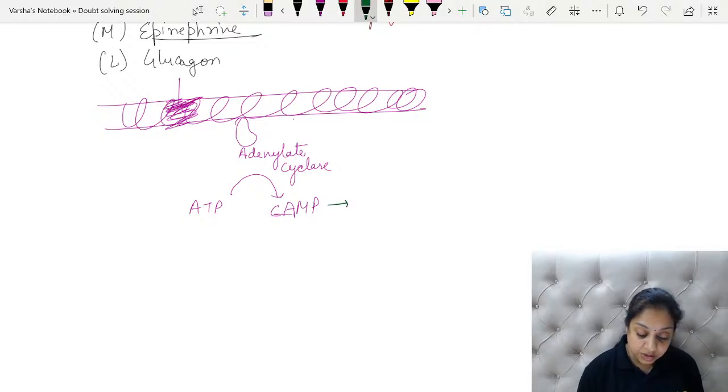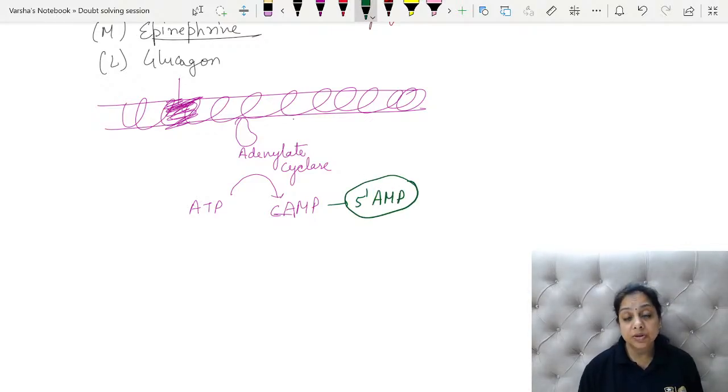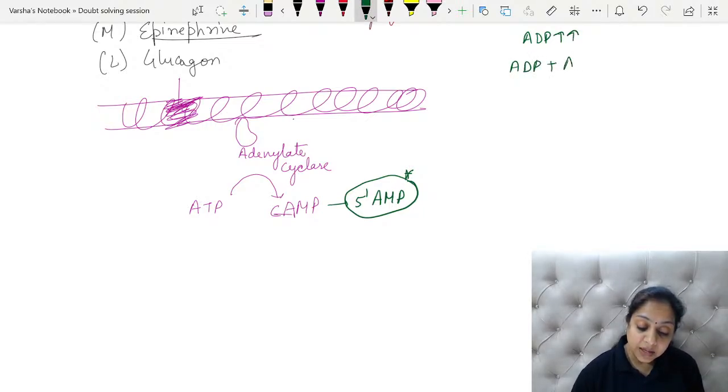This cyclic AMP can further be converted into 5'-AMP, right? That is another trigger point for glycogenolysis in the muscles. So 5'-AMP levels are up in the muscles during the starvation or fasting state. Remember this. This is another importantly asked question. 5'-AMP is synthesized from ADP. Because during starvation, do you have ATP or ADP? ADP levels are very, very high, right? So ADP combines with ADP, and because there are so many ADPs available, they make 5'-AMP.